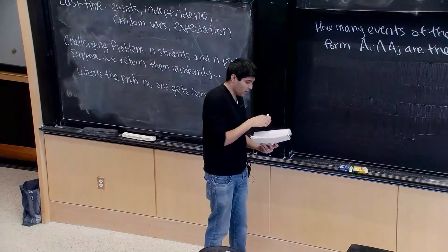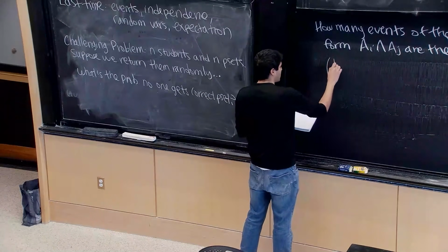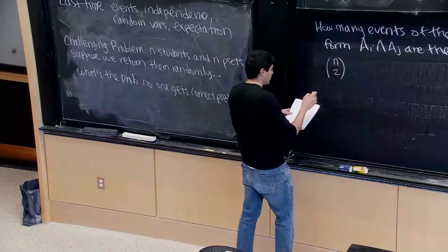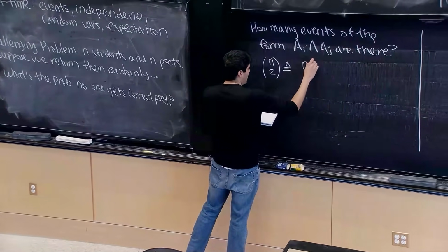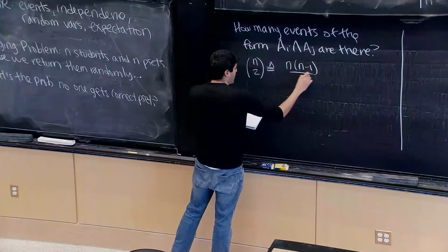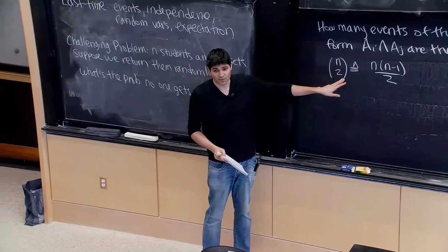And I'm going to tell you what the answer is. In fact, it's such an important quantity that it's going to come up all over the place. It has a special name. It's called the binomial coefficient. And it's defined as n times n minus 1 over 2. That's what we mean when we write this expression of n choose 2.